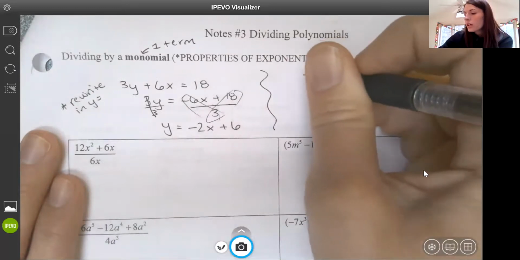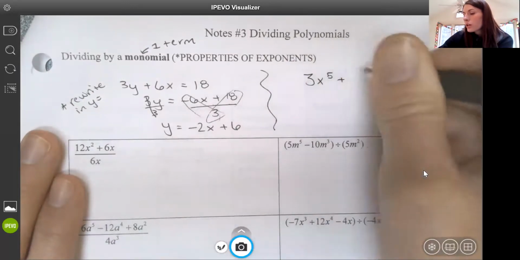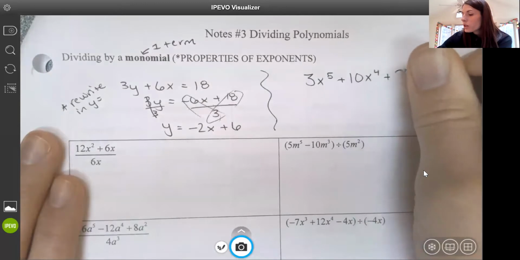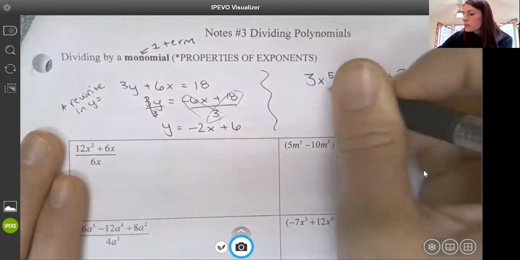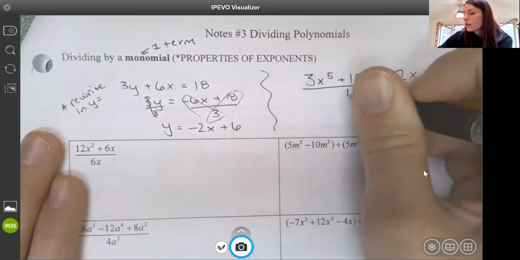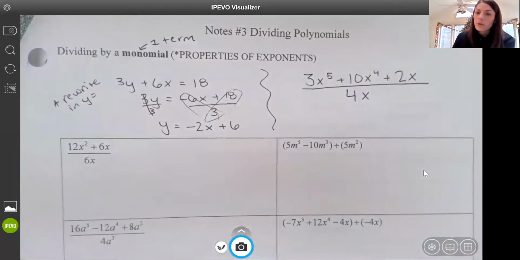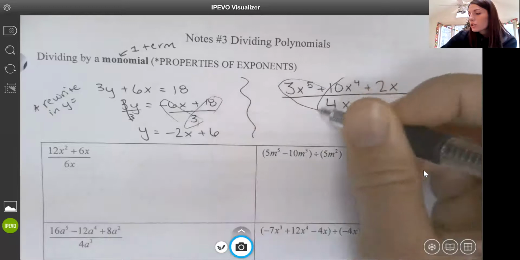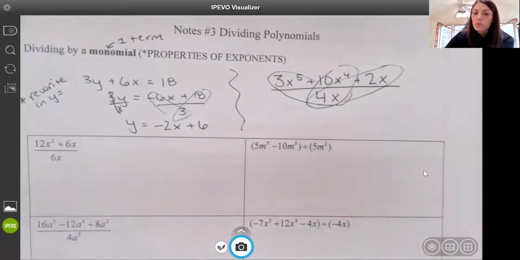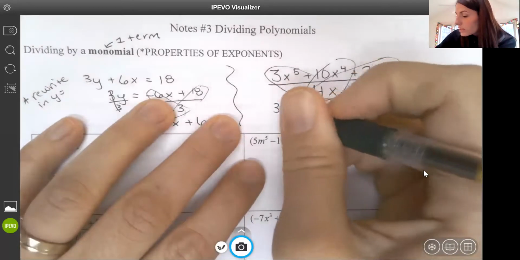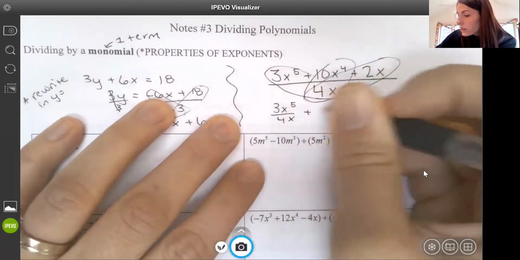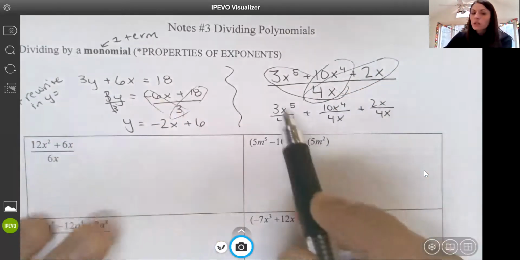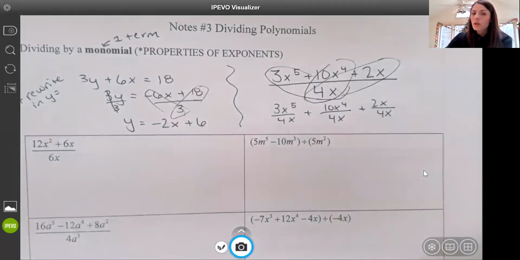So if I have something like 3x to the 5th plus 10x to the 4th plus 2x, and I divide by 4x, okay, by a single term, well, I really just want to take each term, just like here, and divide separately. And I could even rewrite it as 3x to the 5th over 4x plus 10x to the 4th over 4x plus 2x over 4x. So each term I'm going to divide individually by 4x.